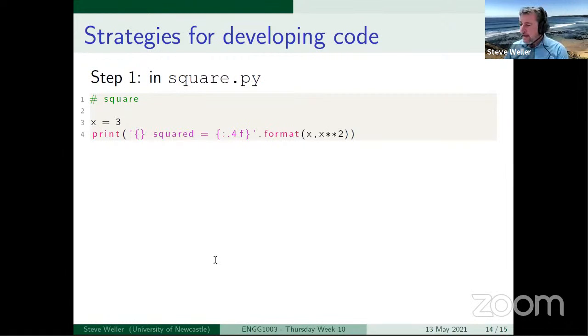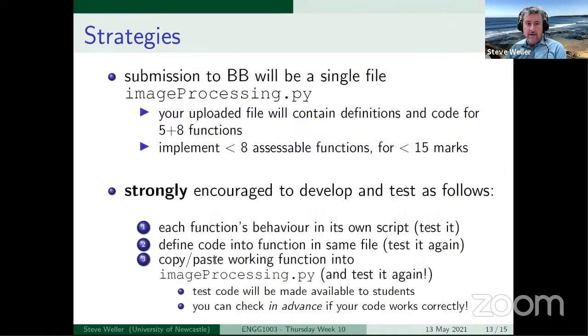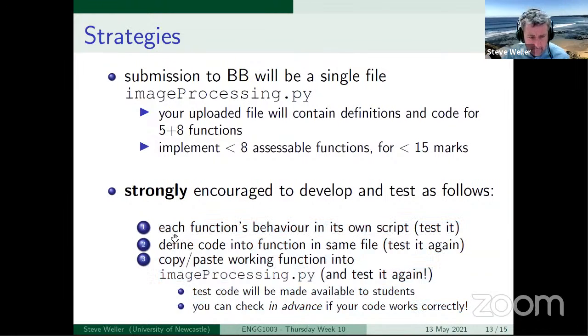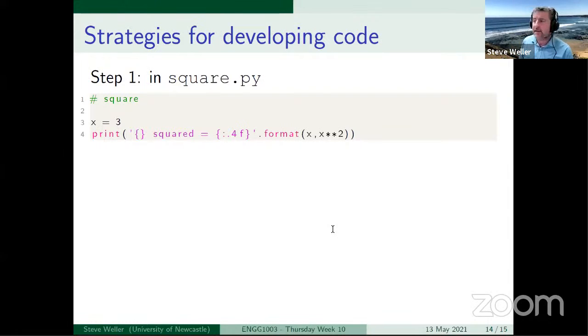So here on this slide, I'm going to spell out with a tiny little example what I mean by the test and development strategy that I've identified here on page 13. Step 1 was each function's behavior to be written in its own script. Here's a really simple example. It's got nothing directly to do with the assignment, but it's the overall strategy I'm trying to convey for you. Suppose the function that you want to write is a function which takes the square of a number.